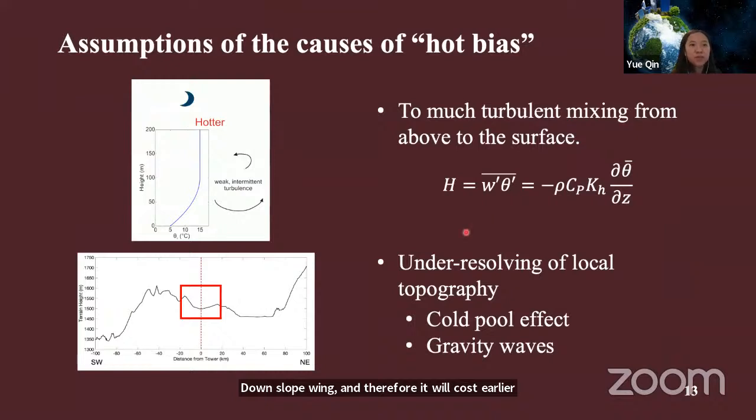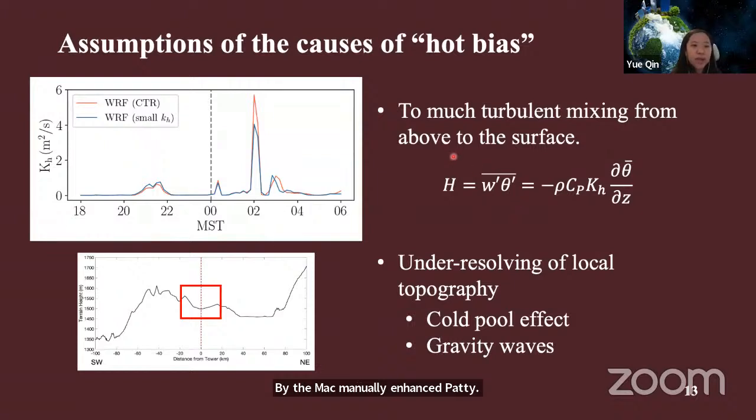And here are some assumptions of the causes of the hot bias. I want to highlight that I hypothesize there is too much turbulent mixing from above the surface layer, because it mixed too much hotter air from above to the ground by the manually enhanced eddy diffusivity of heat. But I tried to manually reduce the eddy diffusivity of heat, and it didn't create different results. So I think there's some mechanism in the model that hinders the diffusivity from being too low. And also there might be some local topography that is not captured in the mesoscale simulation.